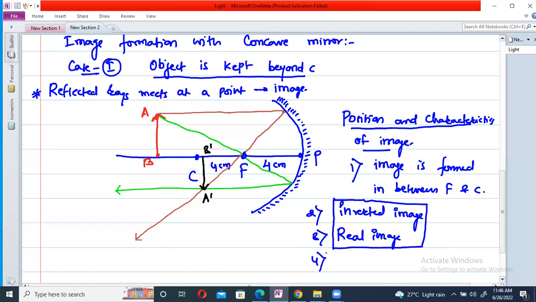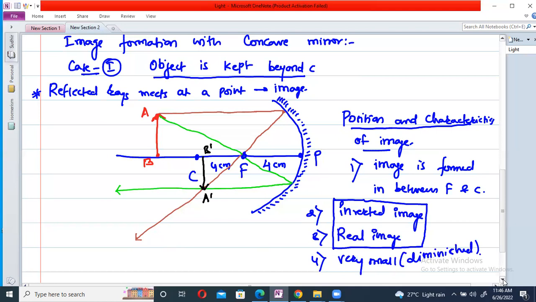But what is the size of the image? It is not very large, so we can say no. Compared to that one, it will be small. So I should say the size of the image is very small. But in physics, a very small image is called diminished. That is, a very small size of the image was obtained. So this is case one, where the object is kept beyond C.